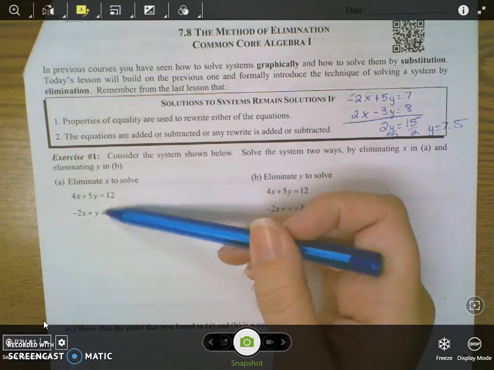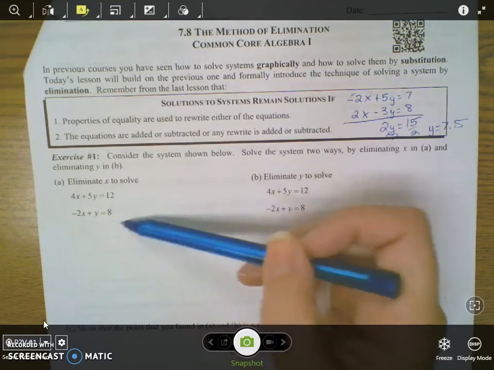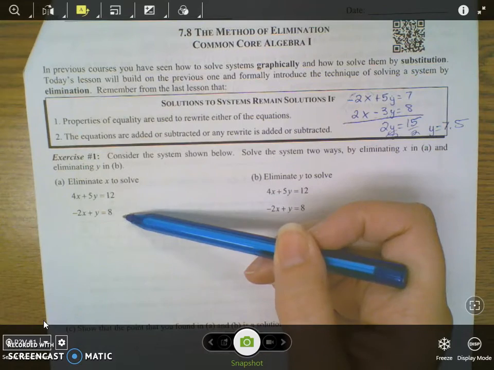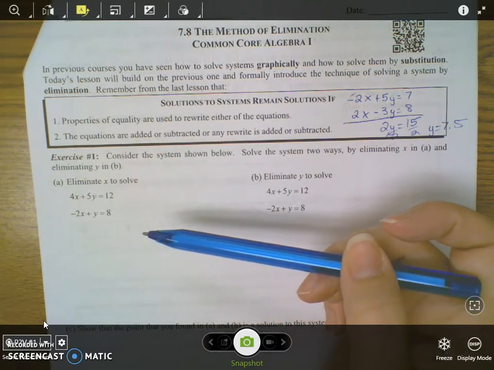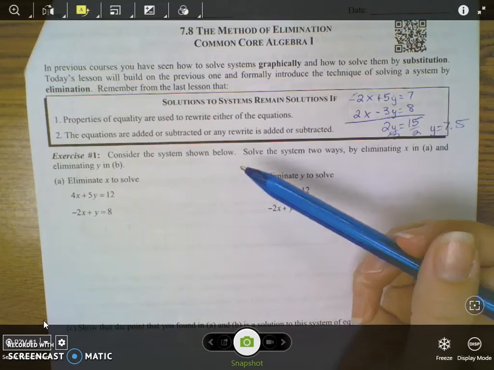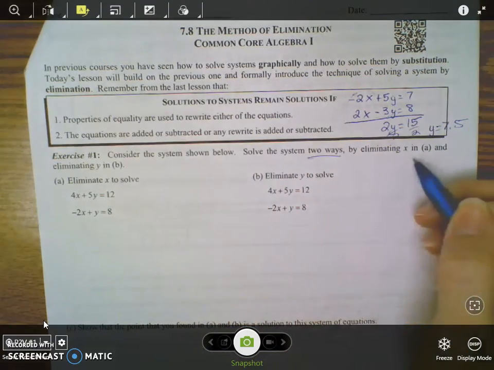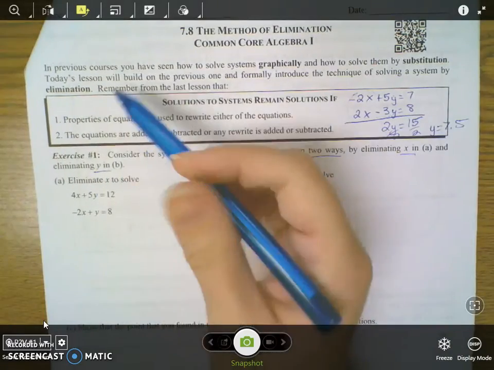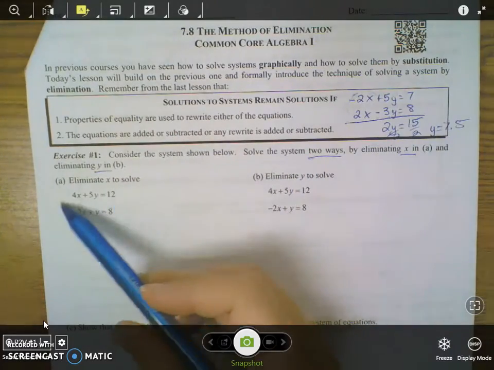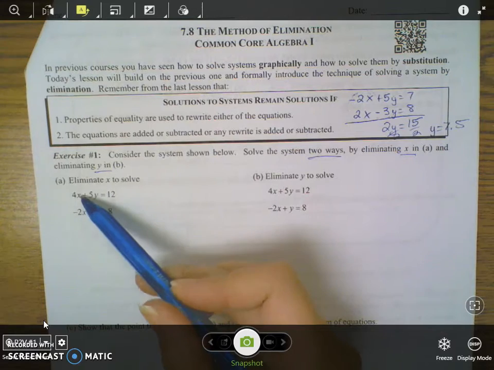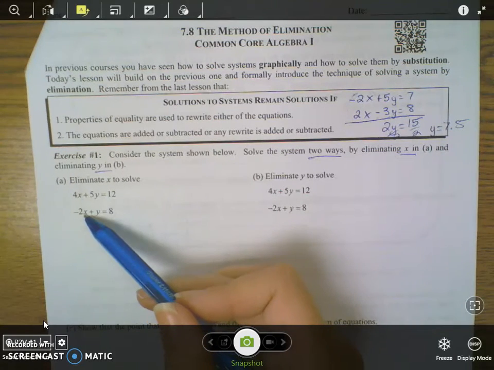So sometimes they're set up like this when they're already ready for elimination. Sometimes they're not. When we have something that looks like this, it's not really set up for elimination already, but we can easily make it ready for elimination. So this problem asks us to solve it two different ways, one by eliminating the x and one by eliminating the y. So we're going to look here first. Here's my x, and I want my x's to be the same.